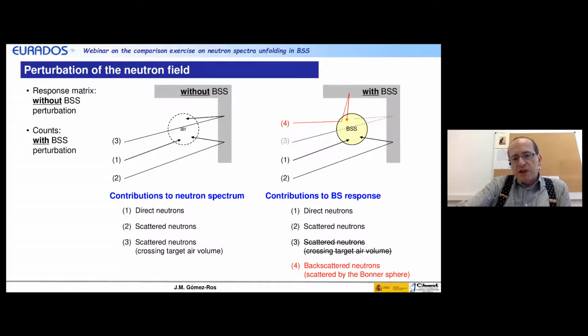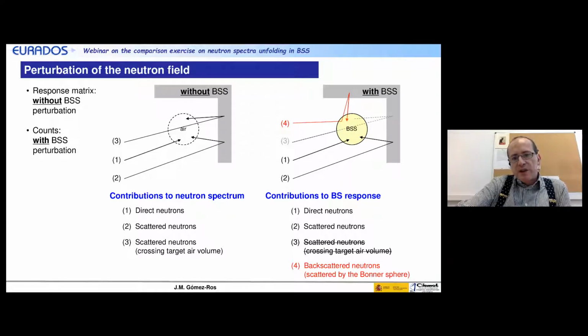There are some requirements to use the Bonner sphere spectrometer accurately. One of them is that the fluence should be more or less constant over the volume of the sphere, and the other is that the presence of the sphere should not perturb the neutron field we want to measure.